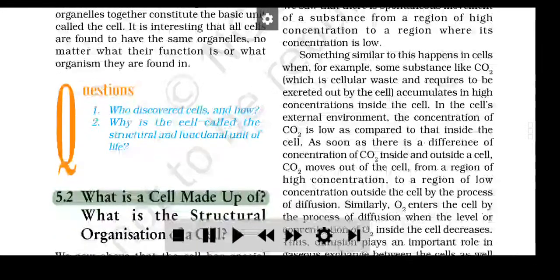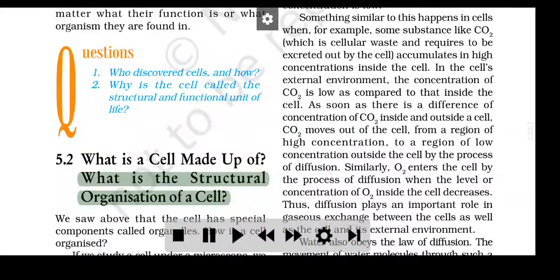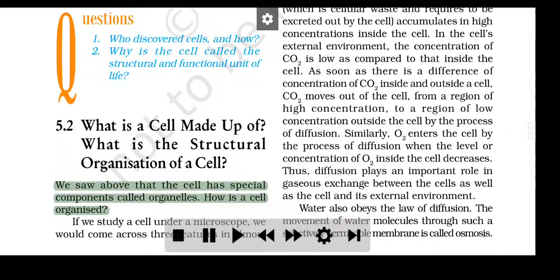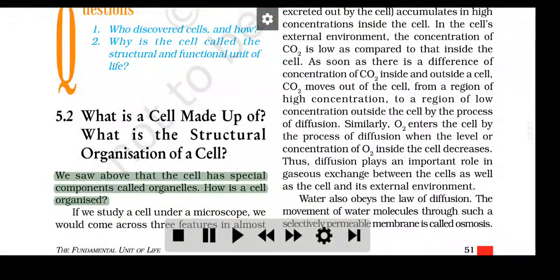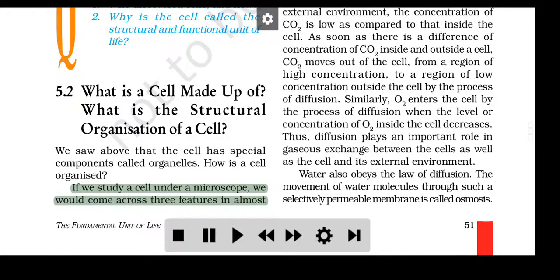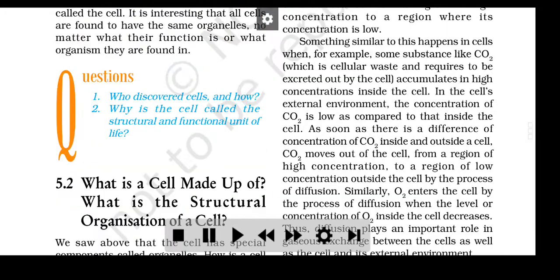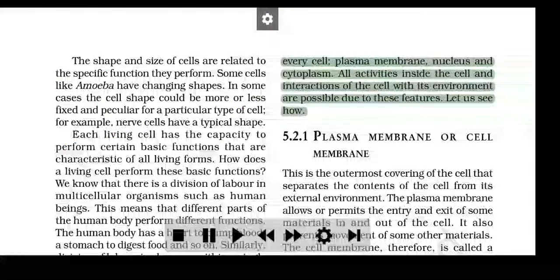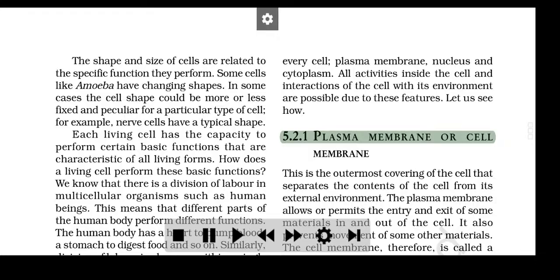5.2 What is a cell made up of? What is the structural organization of a cell? We saw above that the cell has special components called organelles. How is a cell organized? If we study a cell under a microscope, we would come across three features in almost every cell: plasma membrane, nucleus, and cytoplasm. All activities inside the cell and interactions of the cell with its environment are possible due to these features. Let us see how.